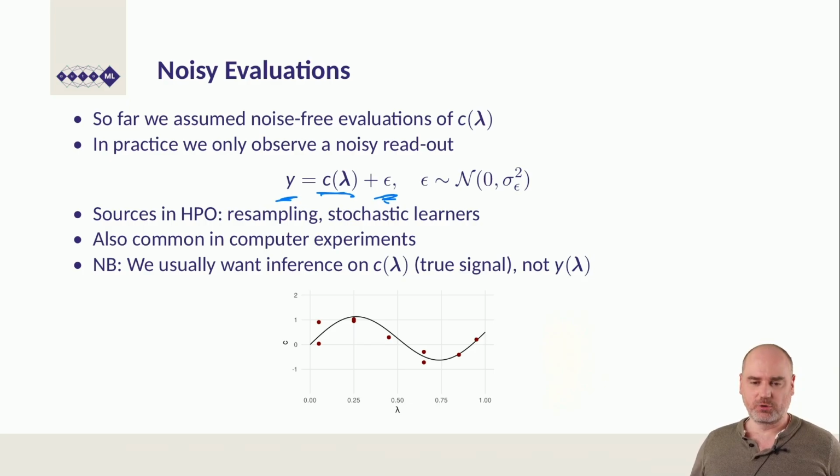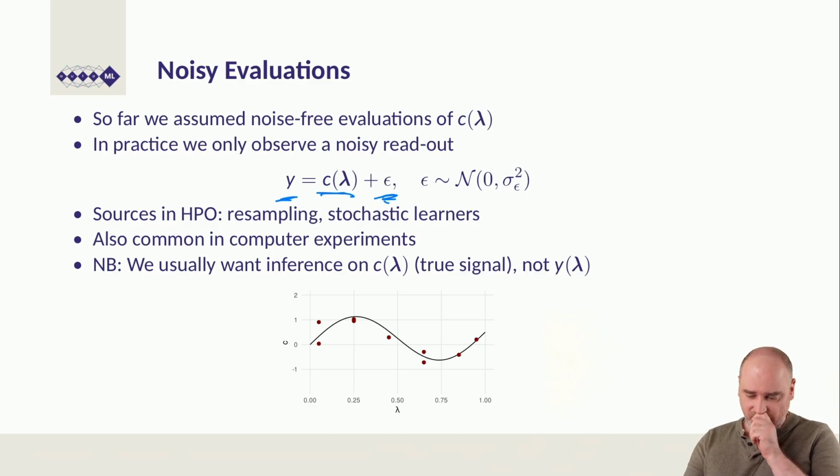And of course, there are obvious sources of randomness in HPO. There's random data, you're doing resampling, even if you fix your validation set, it's still random, right? And also your learning algorithm might be stochastic, maybe it's a random forest, or a neural network using SGD as an optimizer, so you're not going to see the same result if you run this twice. Such noisy experiments are also very common in general computer experiments, where you are also going to use Bayesian optimization if they're expensive to optimize.